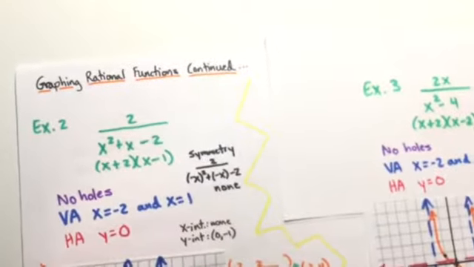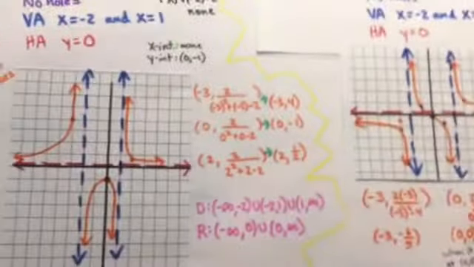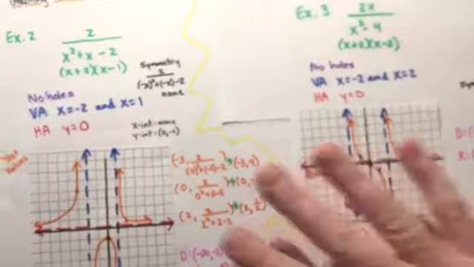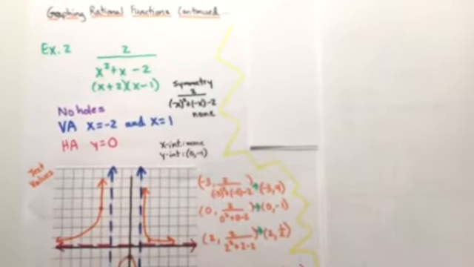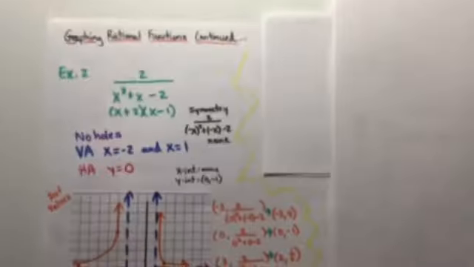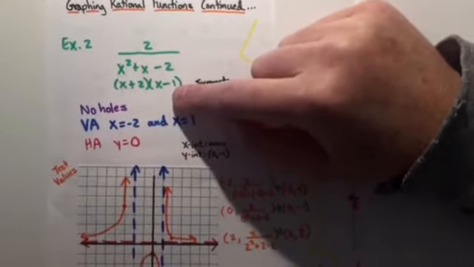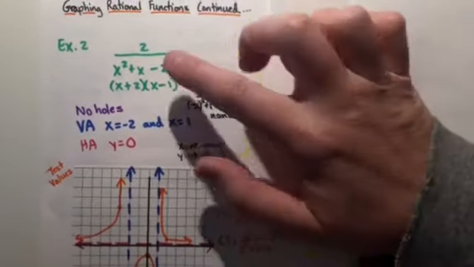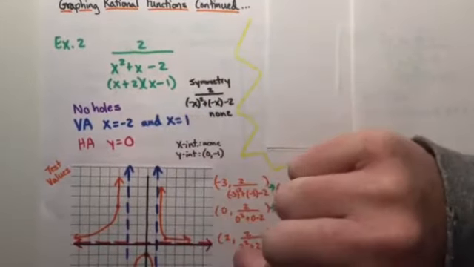The next 2 graphs are similar because they have 2 vertical asymptotes each, but I am going to cover up one of them because that's a lot to look at once anyway. So for the first function, we have 2 over x squared plus x minus 2. We need to factor out the denominator, and then we see that we still can't cancel any common factors, so there were no holes for this example either.